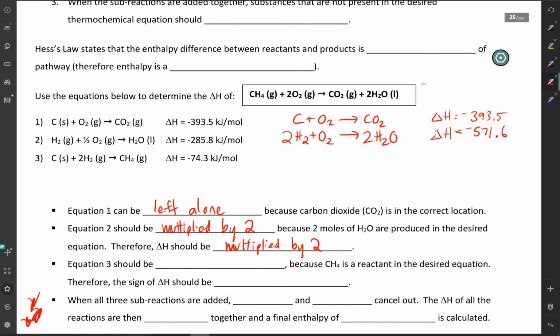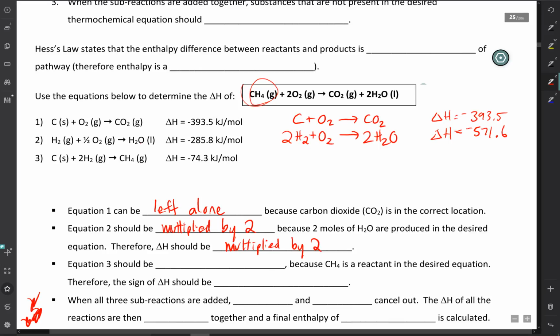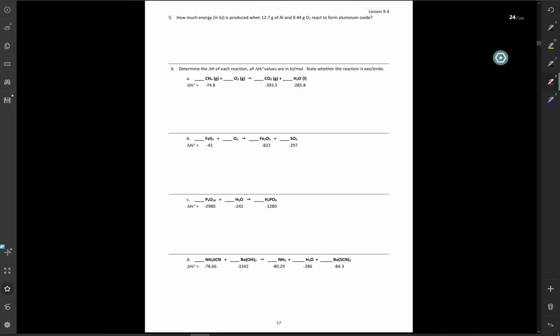All right, question number 3. I've got carbon, hydrogen, and methane. Carbon and hydrogen don't show up in my goal equation anywhere, but methane does. It is a reactant. And in the given equation, methane is a product. So I'm going to need to flip that around.